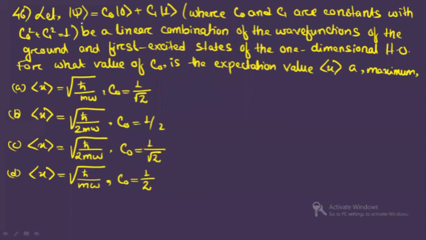So here what is given: let psi equal to C naught psi 0 plus C1 psi 1. C naught and C1 are the constants, and C naught square plus C1 square is equal to 1. This is the linear combination of the wave function, the ground state and the first excited state of a one-dimensional harmonic oscillator. Now you have to calculate for what value of C1 the expectation value of X will be maximum, right?